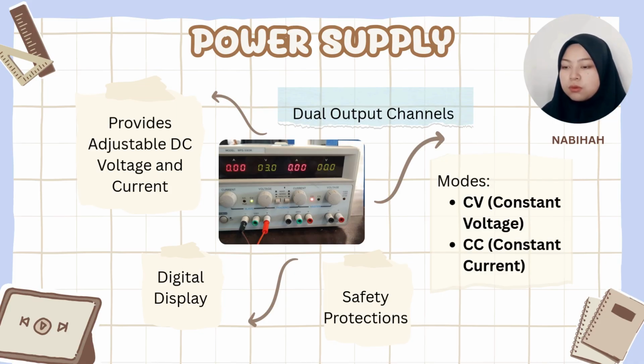How to use power supply? If you are testing a 5 volt sensor, first turn on the power. Second, set the voltage knob to 5 volt. Set the current limit to 0.3 ampere for safety. Connect the red terminal to the sensor V plus and the black terminal to the ground. Press on or off to supply power.